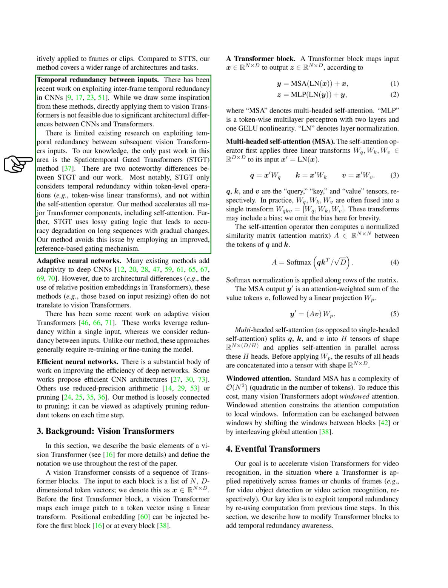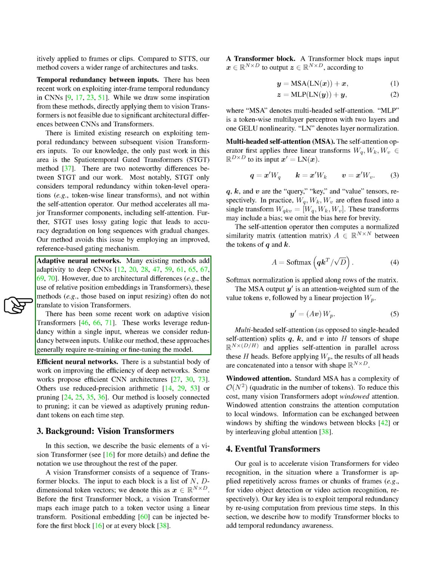There are also many methods that add adaptivity to deep CNNs. However, due to architectural differences, these methods often don't translate well to vision transformers. Some recent work on adaptive vision transformers leverages redundancy within a single input, whereas we consider redundancy between inputs. Unlike our method, these approaches generally require retraining or fine-tuning the model.